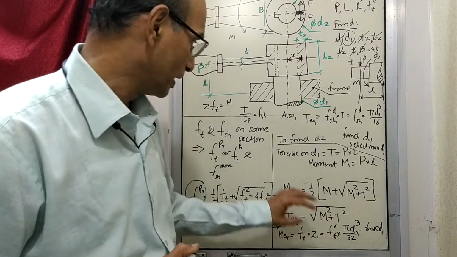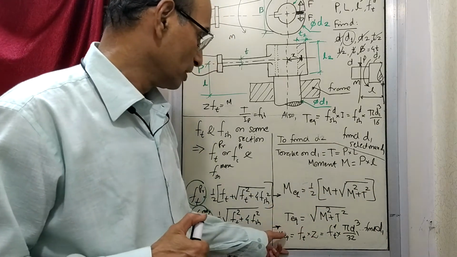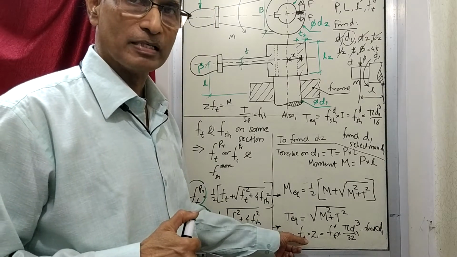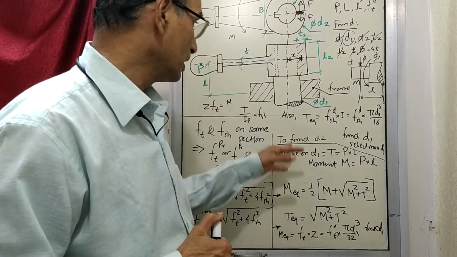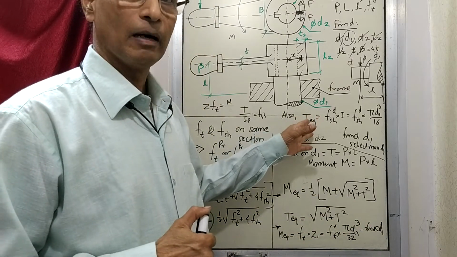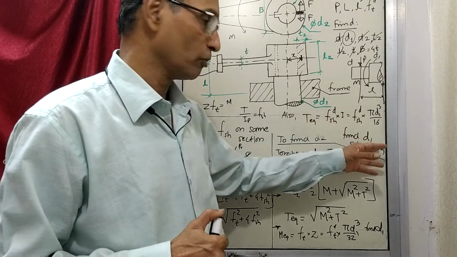So after we get M equivalent and T equivalent, we have written the usual design equation. M upon Z is equal to Ft design. We have used that equation and found out D1. Similarly, T upon IP equal to F shear design. Using this equation, we have found out D1 again.